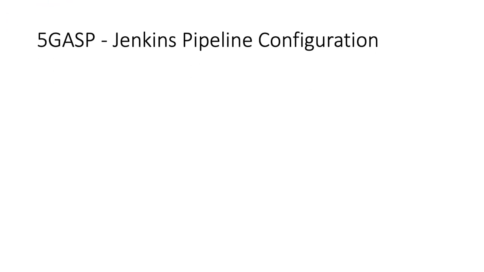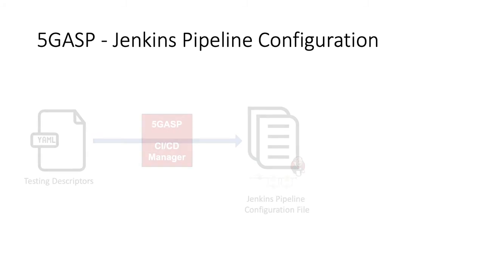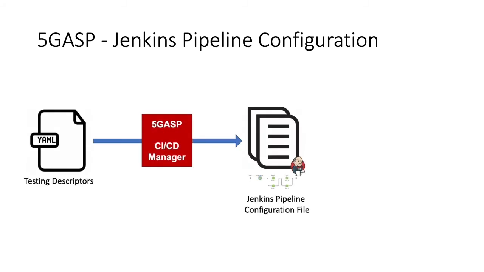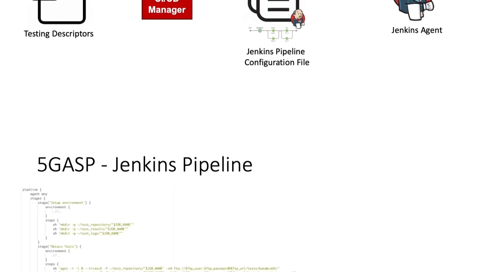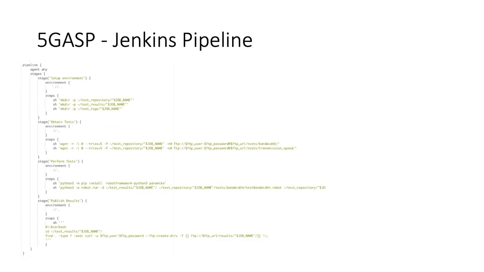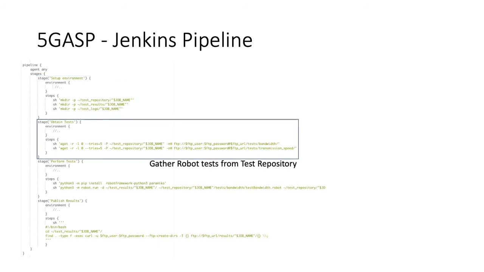The Jenkins testing pipeline configuration is dynamically created from the testing descriptors that the NetApp developers provided, and it is uploaded to Jenkins via a Python wrapper. Regarding the stages of the pipeline, the first one sets up the testing environment. Then, Jenkins will request the tests from a test repository.